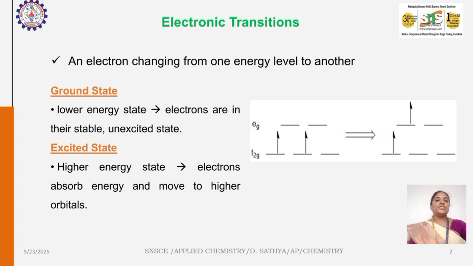The electron changes from one level to another level. In the ground state, the electrons are stable, in an unexcited state. In the excited state, the energy level is high; the electrons absorb the energy and move on to the next level. So, this transition occurs in electronic transition in UV visible spectroscopy.